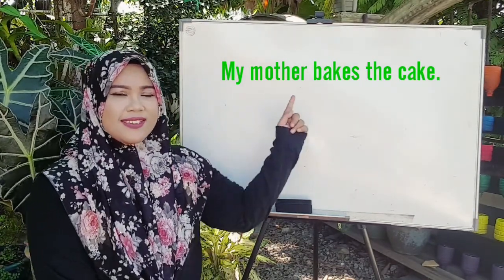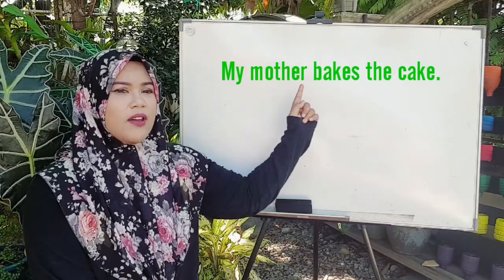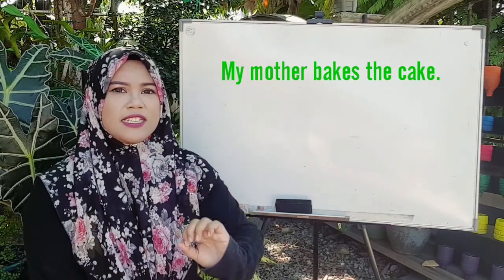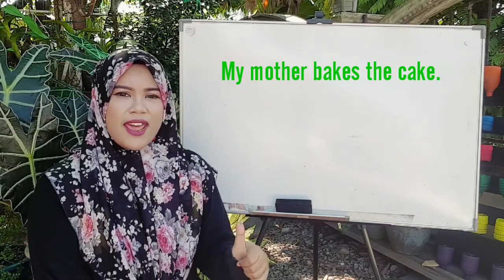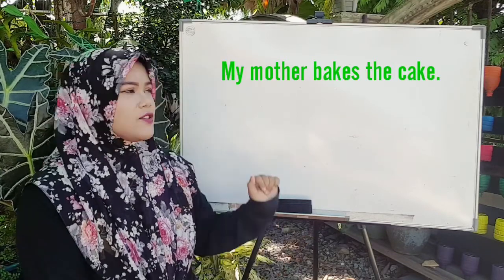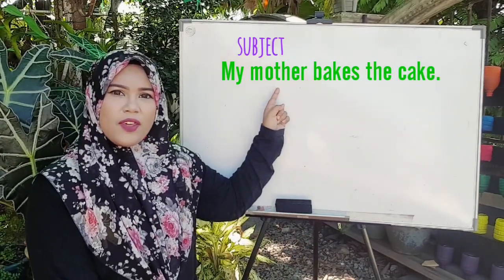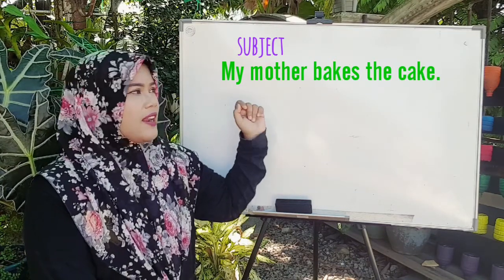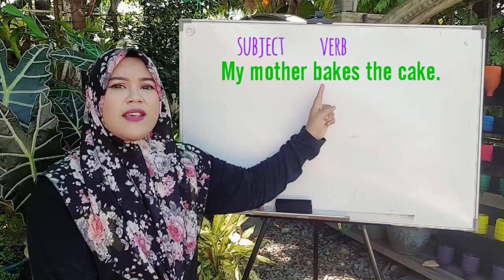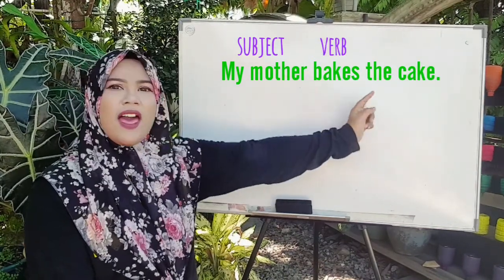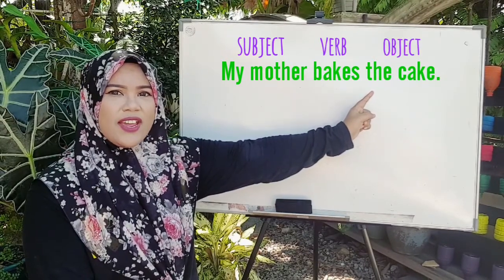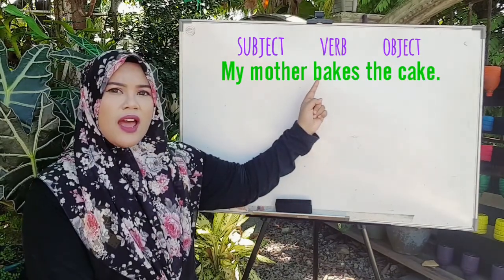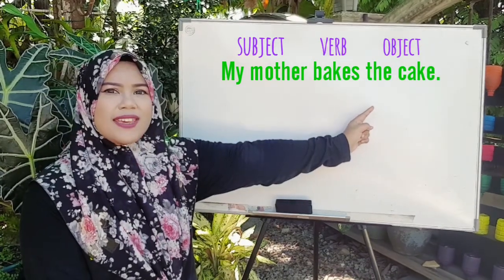So in this sentence, okay, dalam ayat ni, my mother bakes the cake. Okay, dalam ayat ni kita ada tiga elemen yang teacher bagi tahu tadi. Okay, we have the subject, verb and the object. So subject dia adalah my mother. Okay, orang ataupun siapa yang melakukan perbuatan. And then we have the verb which is bakes. And then we have the object which is the cake. So we have subject, my mother, verb, bakes, and object is the cake.